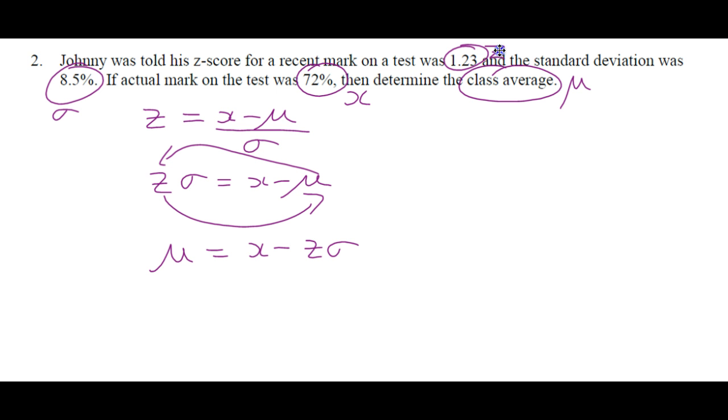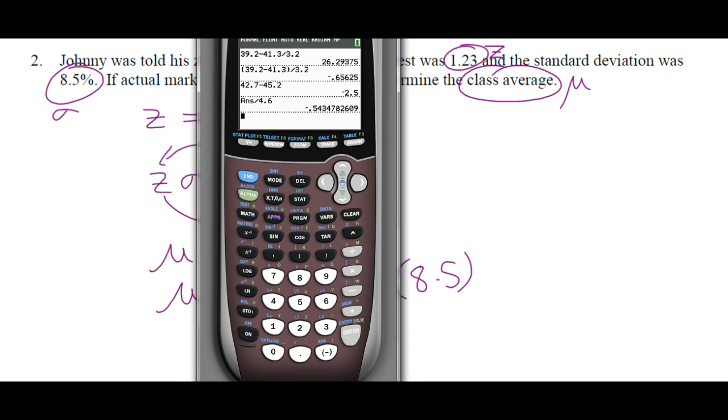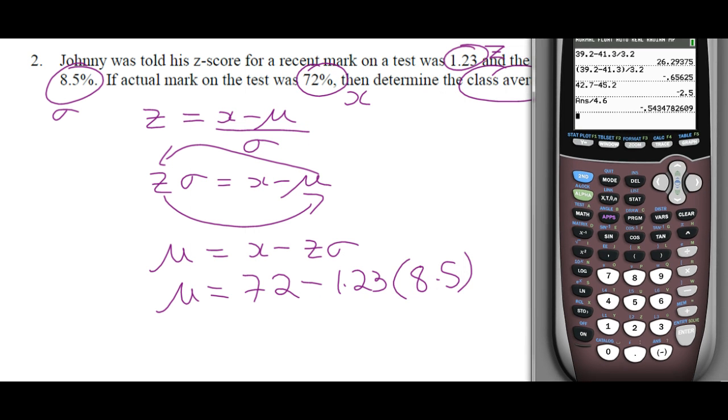So now we've got the thing we want to find, mu. The x is 72. The Z score was 1.23. And the sigma is 8.5. So 72 minus 1.23 times 8.5. You can just enter that. There's nothing tricky here, no long fraction bar or anything. Hit enter, and we get 61.545. So the class average was 61.5%.